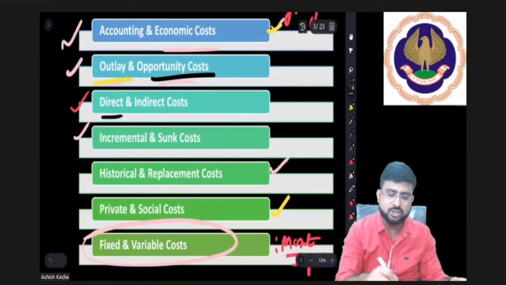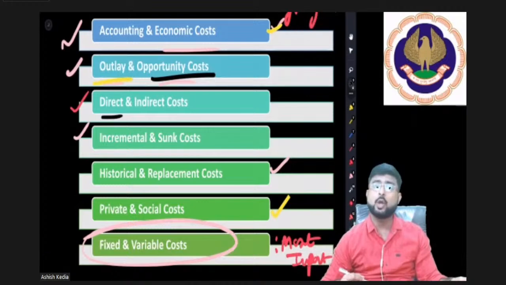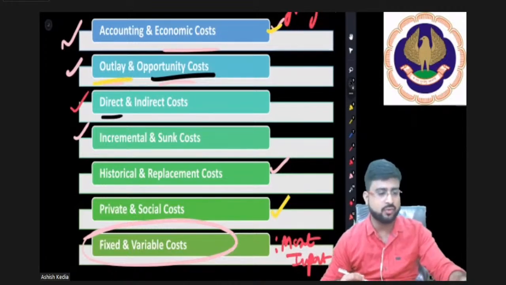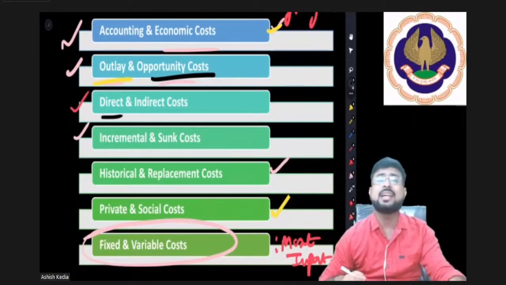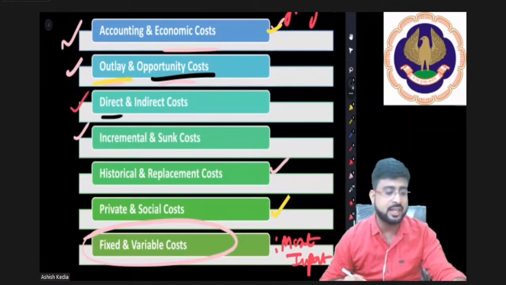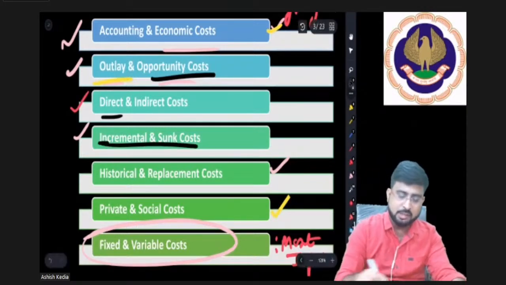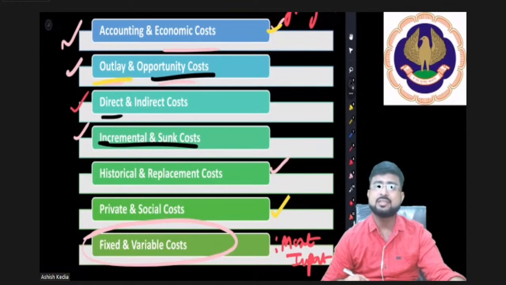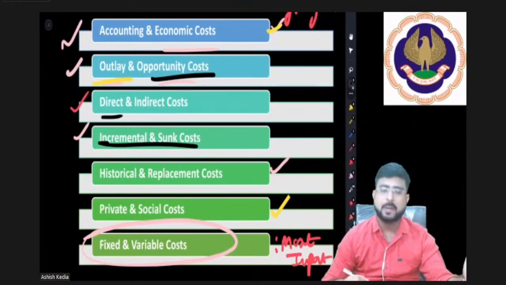Direct cost is traceable cost that can be allocated to a product with full confidence. Indirect costs are the ones that have to be divided. They cannot be directly assigned to a particular product with supreme confidence. Incremental and sunk cost: incremental is the additional cost, sunk cost is the past cost.